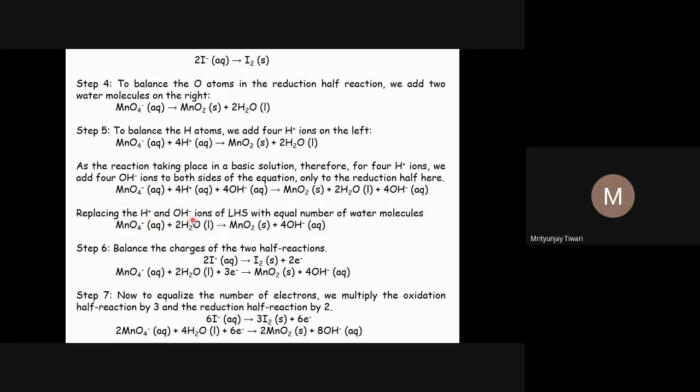Now, replacing H+ ions here, we know 4H+ ions and 4OH- ions are there, and usually in the basic medium if H+ ions and OH- ions are there, they will immediately combine to form water molecules. So 4H+ ions and 4OH- ions will combine to form 4 water molecules, and 2 water molecules are on the right hand side. So we have 4 water molecules on the left hand side and 2 water molecules on the right hand side.